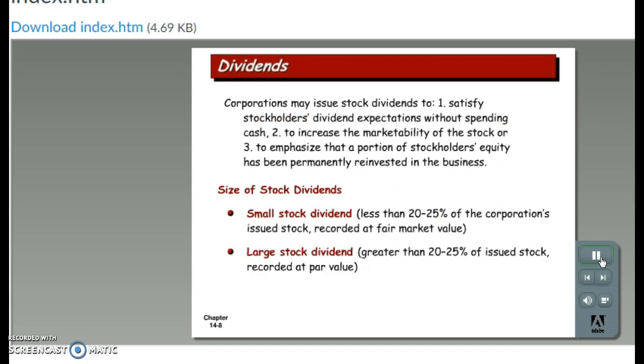Corporations may issue stock dividends to satisfy dividend expectations, increase the stock's marketability, or to reinvest in the business. The accounting for the stock dividend will vary depending on the size of the stock dividend. Small stock dividends, less than 20 to 25%, are recorded at fair market value. Large stock dividends are recorded at par value. We will focus on small stock dividends in this course.